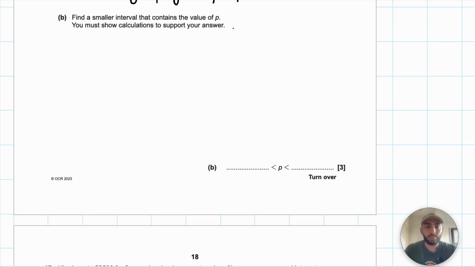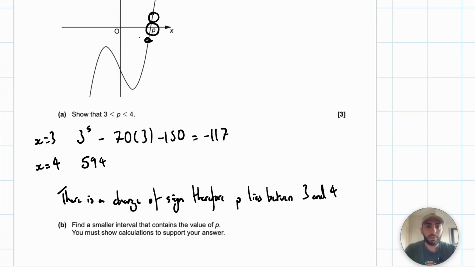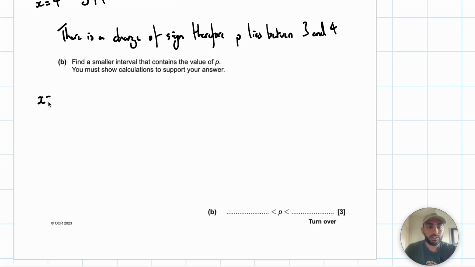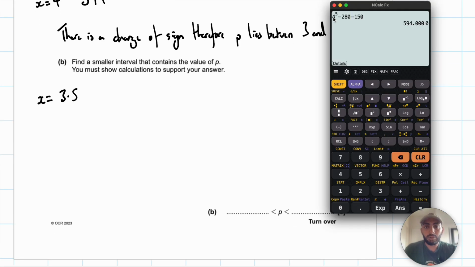Part B, find a smaller interval that contains the value of p. Show calculations to support your answer. So we just need to be a little bit more specific. Right now, we know it's between 3 and 4, but we just need to make it a bit more clear where it is. So I'm going to start off by substituting 3.5 and see what we get. So I'm going to change this to 3.5.